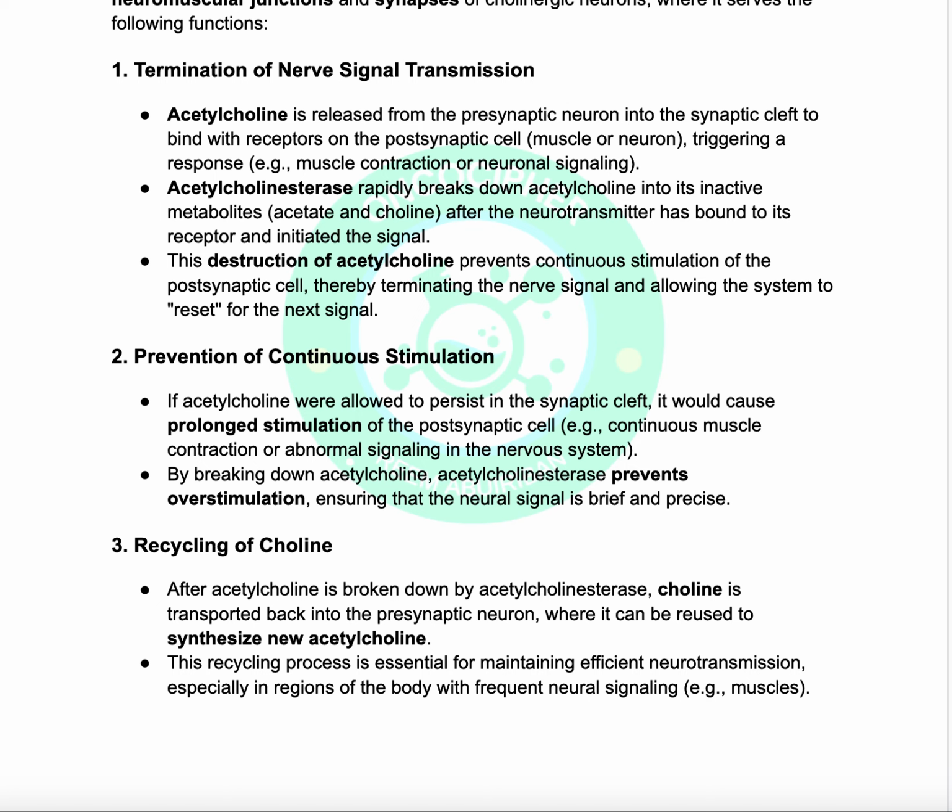So if acetylcholine were allowed to persist in the synaptic cleft, it would cause prolonged stimulation of the postsynaptic cell, which means continuous muscle contraction and abnormal signaling in the nervous system. But the breakdown by acetylcholine esterase prevents overstimulation of the postsynaptic cells, ensuring that the neural signal is brief and precise. That's what we want. That is the normal, physiological state, that the neural signal is brief and precise.